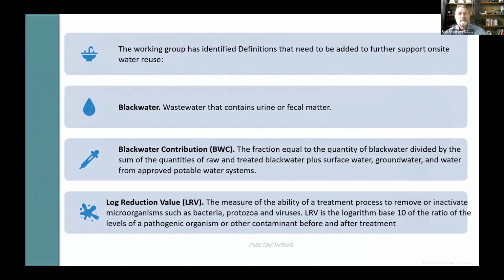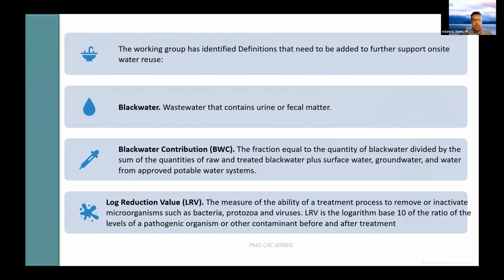You want to highlight some of those? And thanks to everybody for hanging in there. I will try to pick up the pace here to finish on time. Just a couple things to remember. The purpose, again, to support and expand opportunities for water reuse.